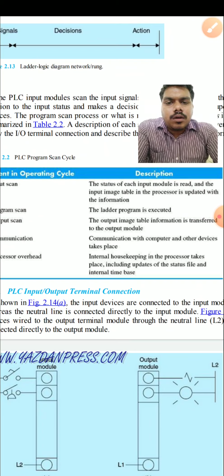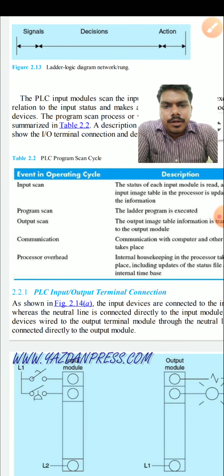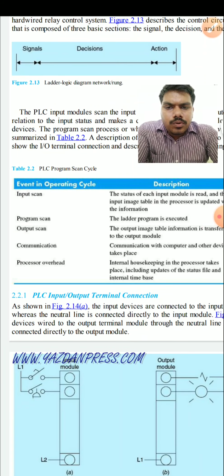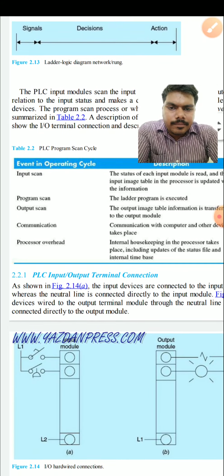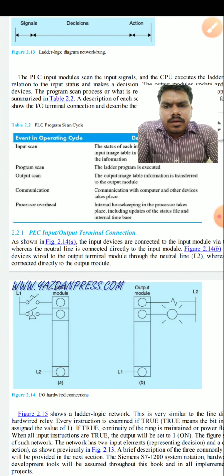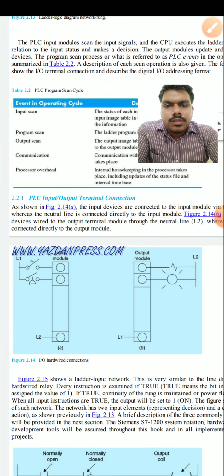After getting the output, the communication should be done so that the output can be operated and executed. Process overhead: internal housekeeping in the processor takes place, including updates of the status file and internal time base. So these were the five processes. Then the PLC input output terminal connection.